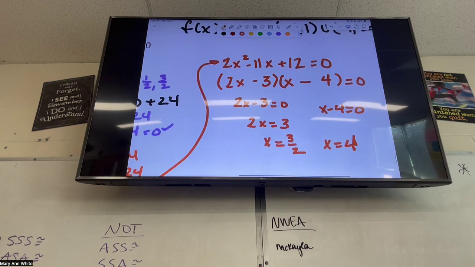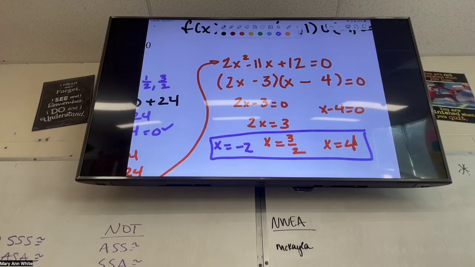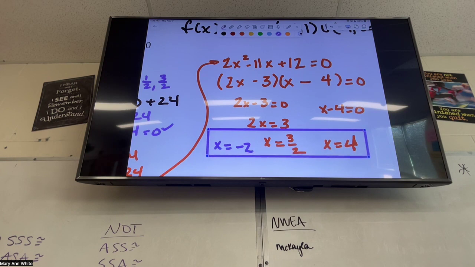Okay, from my factor, I got three halves, I got four. There's one other zero that we found earlier that I need to list here. What's the other zero? Negative two, because that's what I got when I plugged in for my PRR. So don't forget about x equals negative two. I need all three of those zeros in order to be successful.